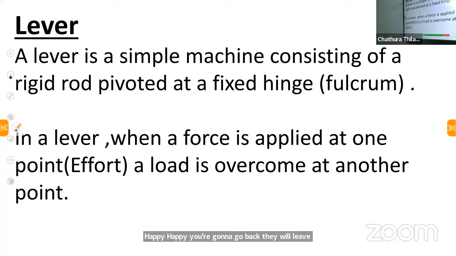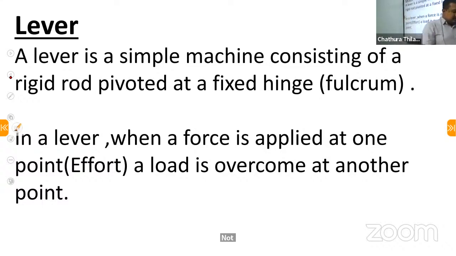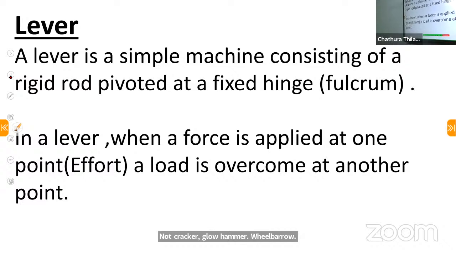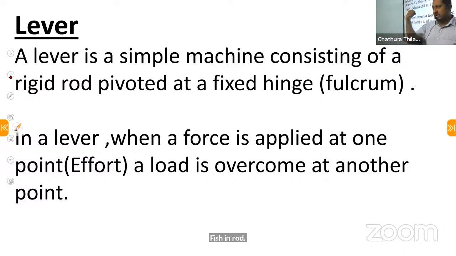Broom, the door of a car, nutcracker, claw hammer, wheelbarrow, pair of scissors, fishing rod, this arm, they are levers.